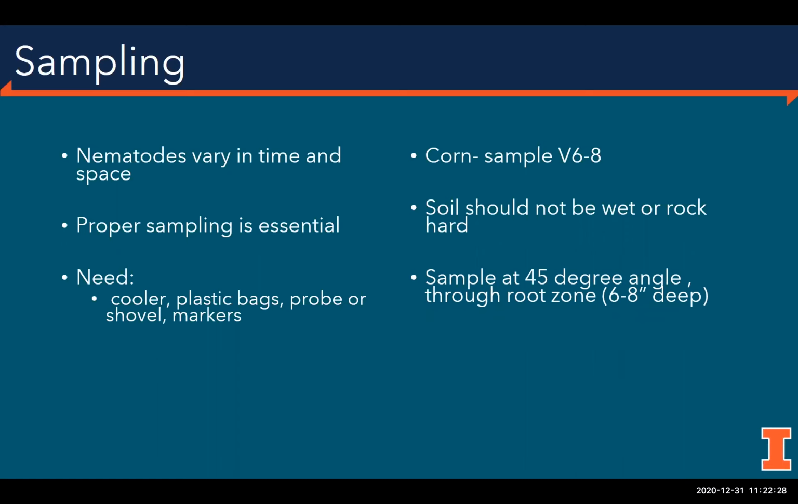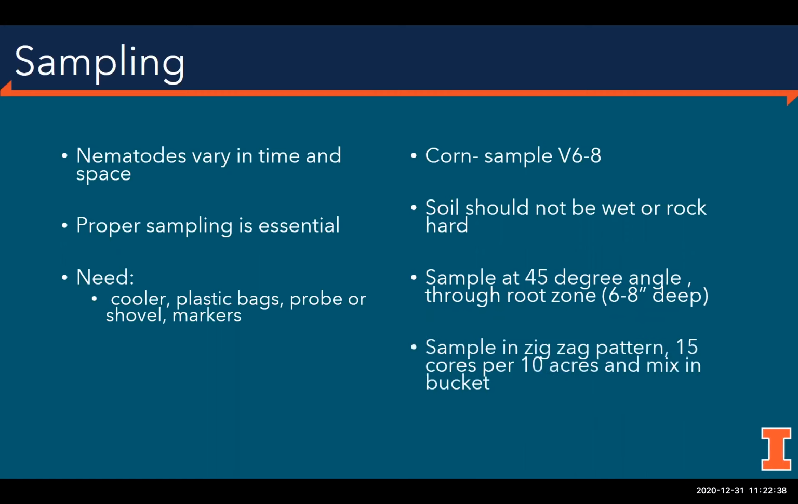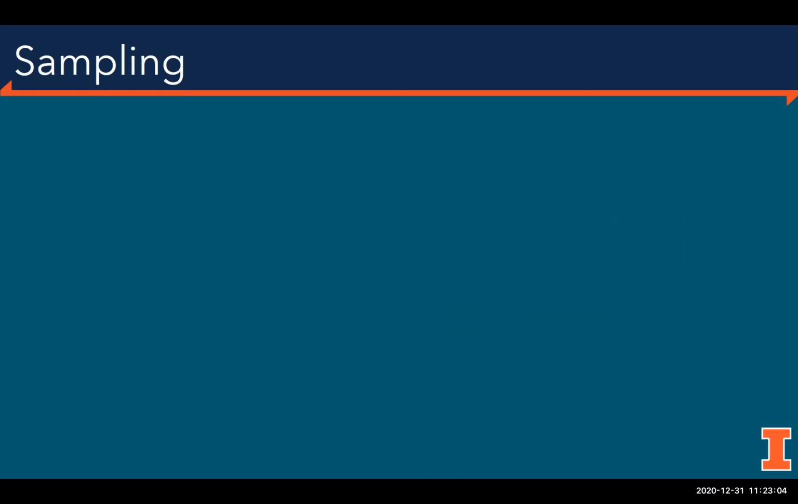I like to sample corn early, V6 to V8 for just a look-see to see what's in there. And we want to make sure that our soils are loose, get in between the roots, go in at a 45-degree angle if you have a probe, and make sure you're getting the root fragments in there as well. And you're going to be sampling in a zigzag pattern, usually about 15 cores for every 10 acres. So you want to make sure you're sectioning your field into 10-acre sections. Mix those together, and then you want to send those out.